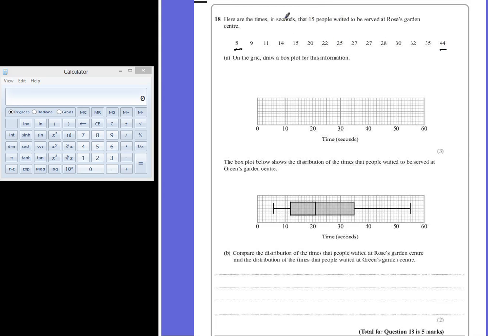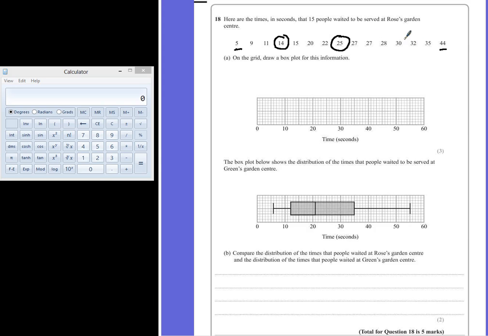So because we've got 15 people, 1, 2, 3, 4, 5, 6, 7, 8, our middle value, or our median, is going to be this middle value, which is 25. Now this splits the rest of our list into 7 numbers. So the middle of our first half, which is our lower quartile, is the number 14. Because then we've got 3 numbers to the left of it, 3 numbers to the right.